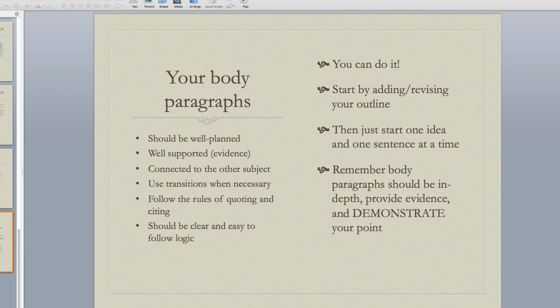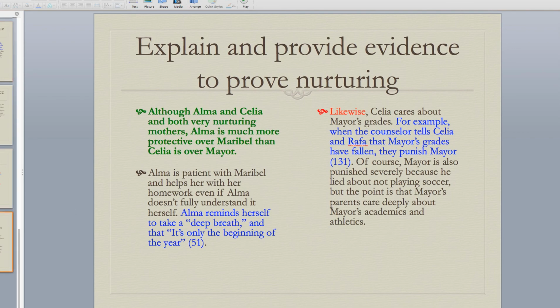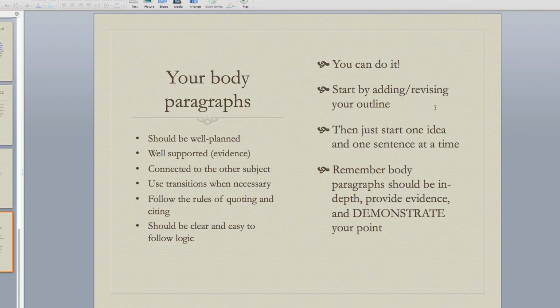Okay, so you can do this. All you really have to do is start by adding to and revising your outline. Then just start one idea and one sentence at a time. Remember, your body paragraph should be in-depth, provide evidence, and demonstrate each of the points that you have.